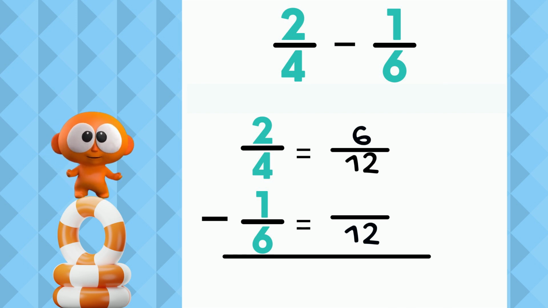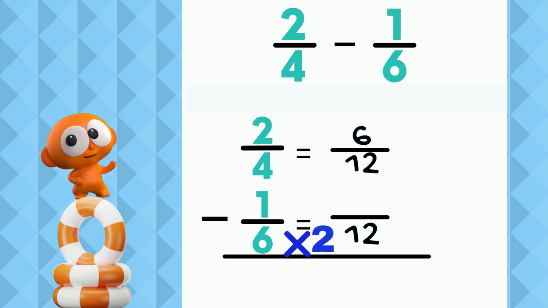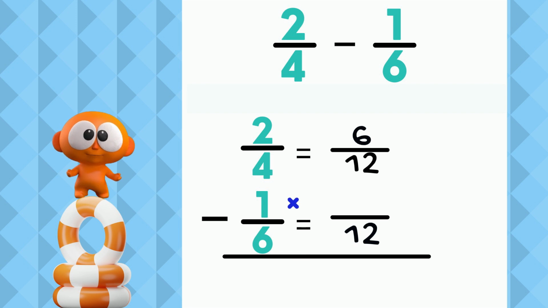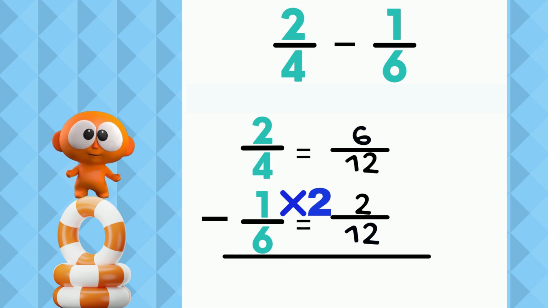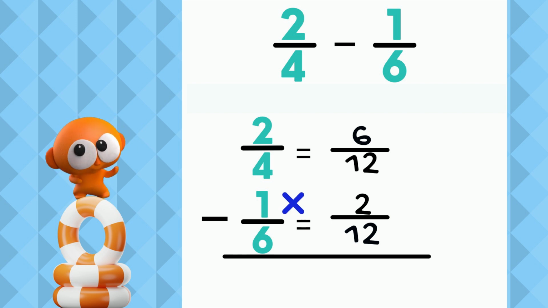The next step is to turn 1/6 into something twelfths. 6 times what is 12? Correct. 2. Multiply the 1 on top by 2 and you will get 2, since you are multiplying by 1. 1/6 equals 2/12.